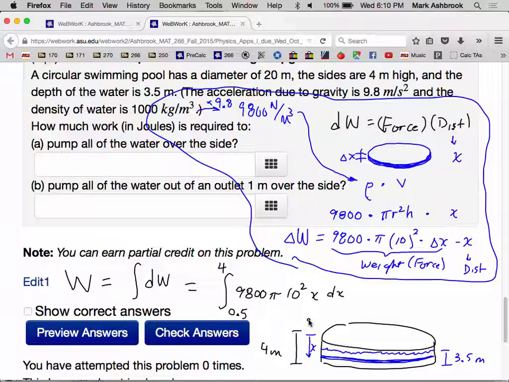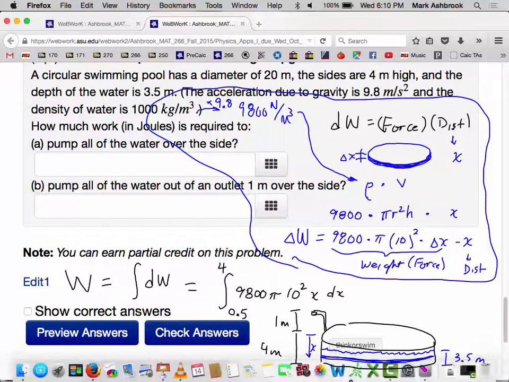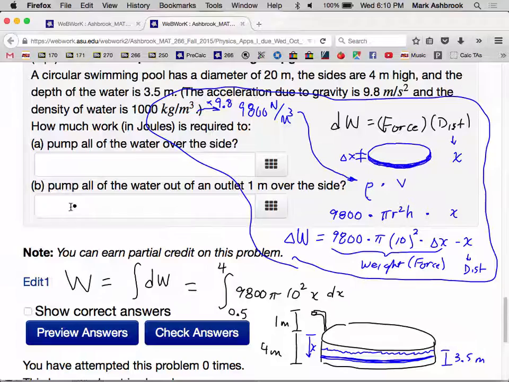Okay, and then if we want to do part B, it's basically the same thing, except we've got 1 meter more to move all the water. So if it's a 1 meter outlet over the side, a spout or something like this, that's 1 meter more. So this is part B. It's the same layers, they have the same weight, and they're going a distance of x, but it's now just that those x's are different.